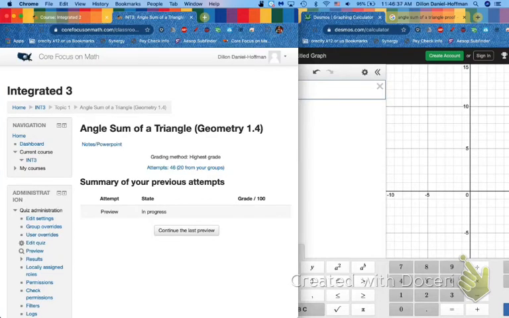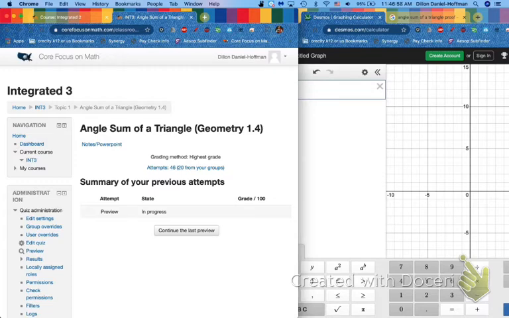Angle sum of a triangle. In other words, what do the angles inside a triangle add up to? Now you might know off the top of your head that this is 180 degrees. Part of the reason is because we just did triangles last assignment. Sure enough, you're right. The angles inside a triangle equal 180 degrees.